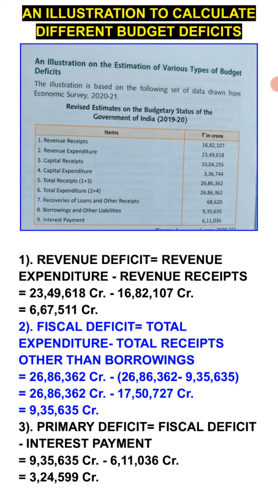Then we will get the fiscal deficit of 9,35,635 crore. And the last, the primary deficit. The formula is the fiscal deficit that has been calculated just now, out of which the interest payment will be deducted, and interest payment is the ninth point in the illustration. So we will deduct 6,11,036 crore from the 9,35,635 crore, and we will get the answer 3,24,599 crore. It is the primary deficit. So in this way the different types of deficit can be calculated.